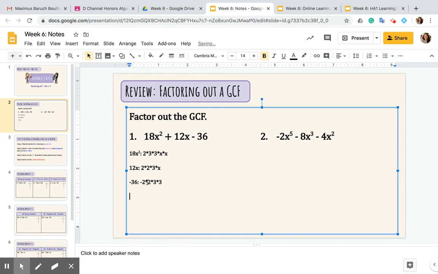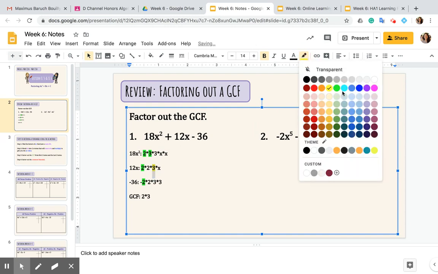And now I just determined what they all have in common. Well, they all have a 2 in common. They all have a 3 in common. And let's actually highlight things as I go. So I've got a 2, a 2, a 2. I can't pull out another 2 because this one doesn't have it, but I have a 3, a 3.